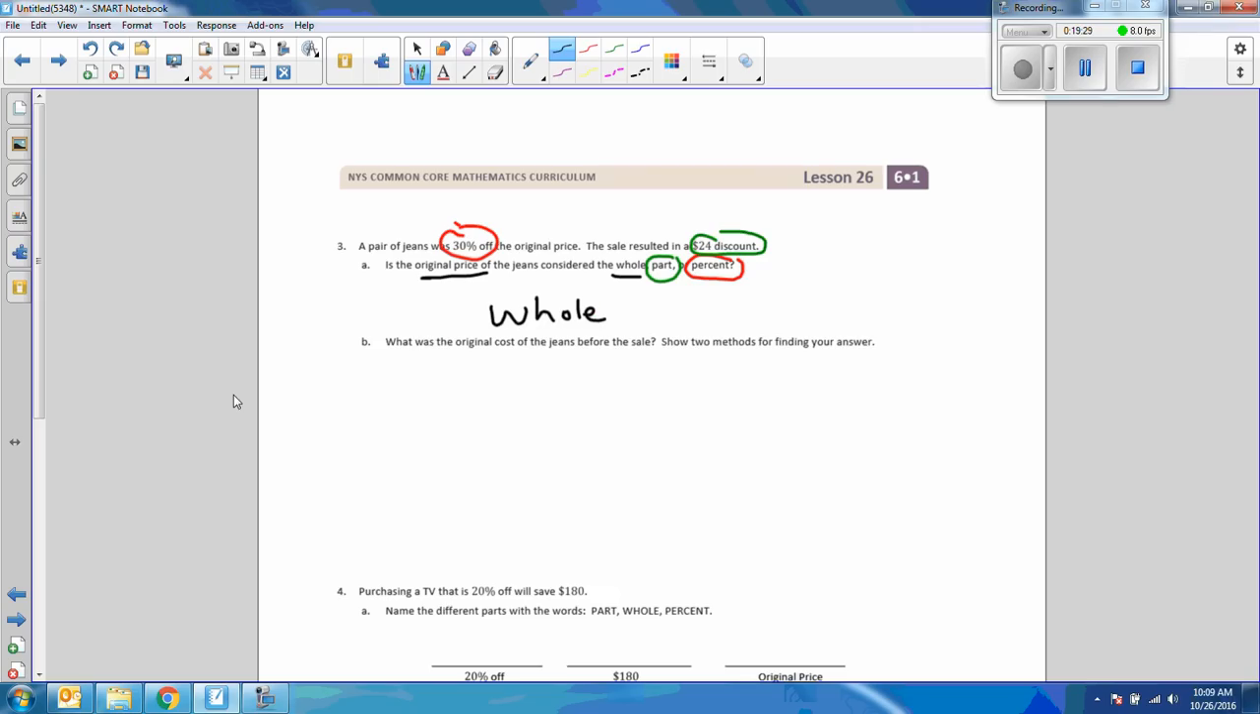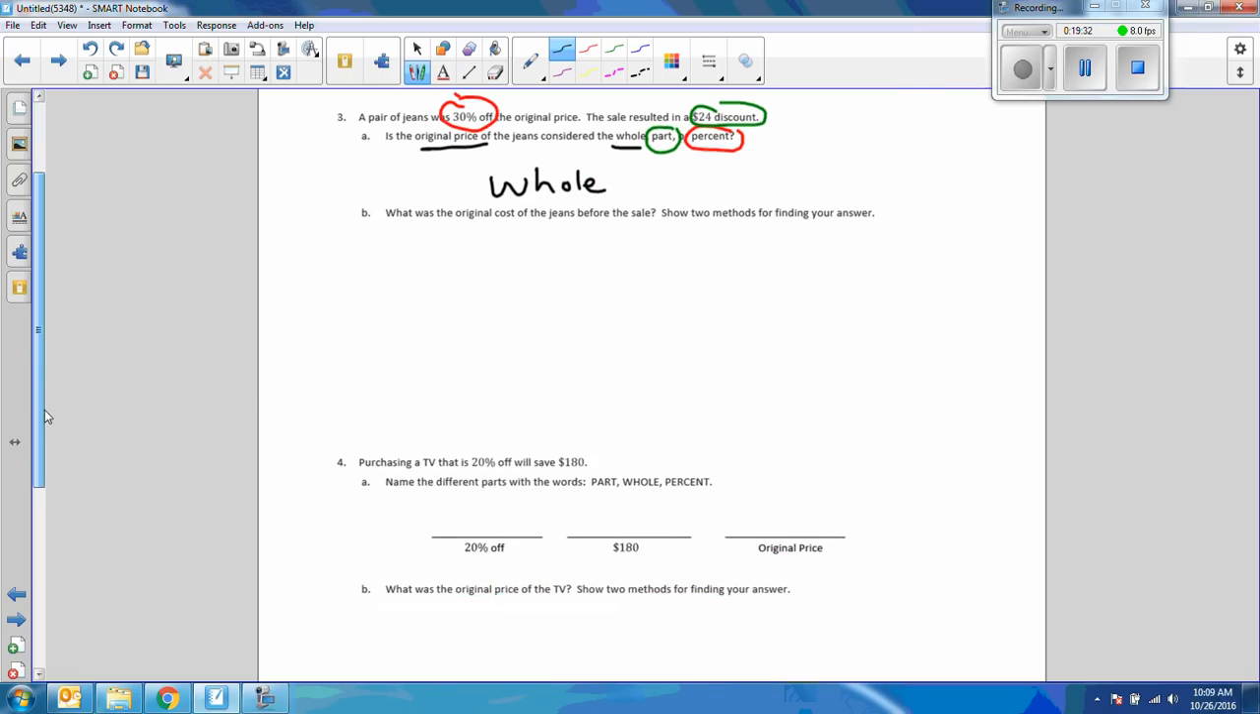Okay. B. What was the original cost of the jeans before the sale? Show the method for finding your answer. Okay. So now, here's what's going to happen. The discounted price equals the whole price minus the percent of the discount. Okay. How could I word this? Let me try that again. I don't want to confuse.